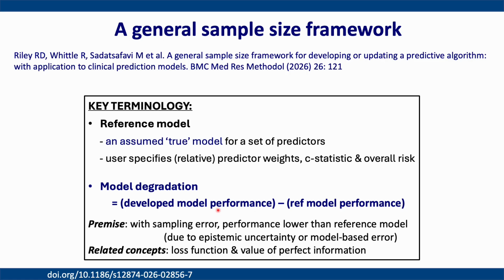The reason for that is due to sampling error. Because you've got noise, you've got uncertainty in your data, you're not going to estimate the predictor outcome associations as reliably, and therefore there's going to be worsening of performance. This is related to the loss function. Sampling error is also known as epistemic uncertainty or the model-based error. People from a decision theory perspective may think of this as value of perfect information. So if you had perfect information, how much would you gain? All these concepts are embedded in this more general, broader notion of model degradation.